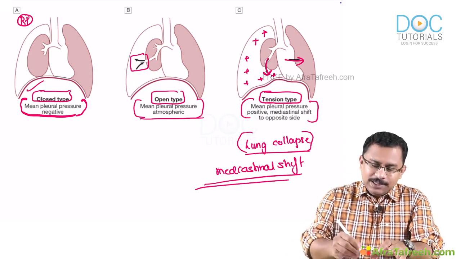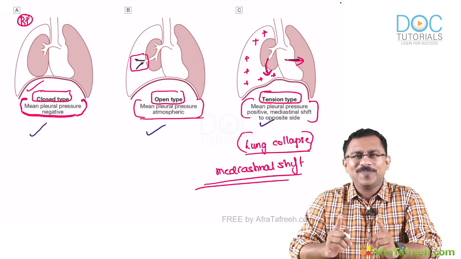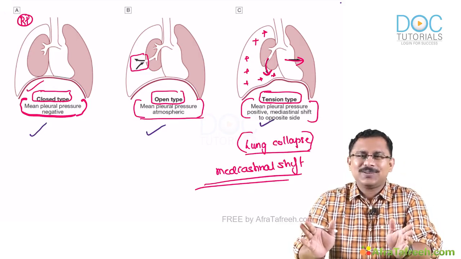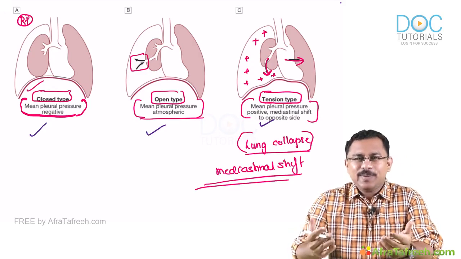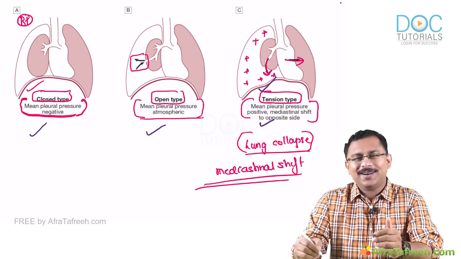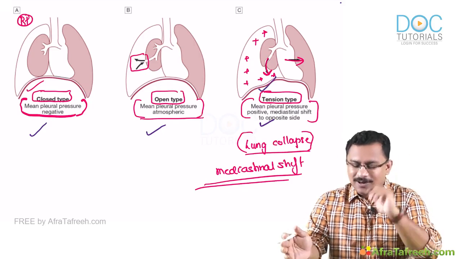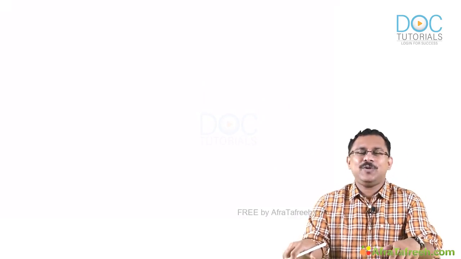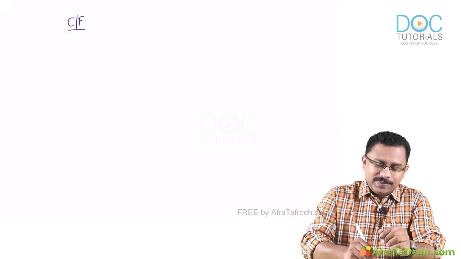Okay. So tell me, are you very clear with these three entities? Yes or no? The closed, the open and the tension type of pneumothorax. Okay. So I hope you are convinced that maximum consequences would occur with our dangerous tension type of pneumothorax. Yes? Alright. Now, having understood the classification of pneumothorax, let's now see the clinical features.